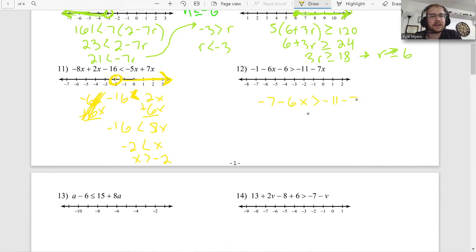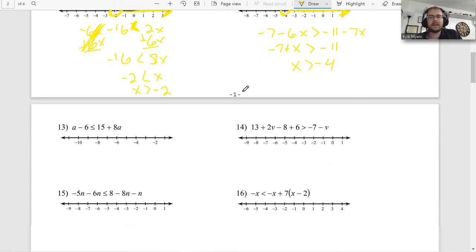Over here, looks like I can't really do anything. So let's add 7x to both sides. Add 7x to both sides. So the 7x would go away on the right-hand side. 7x minus 6x is x. Add 7 to both sides. And I would actually be subtracting, so I'd get negative 4. x is greater than negative 4. All right, so it should look like that.